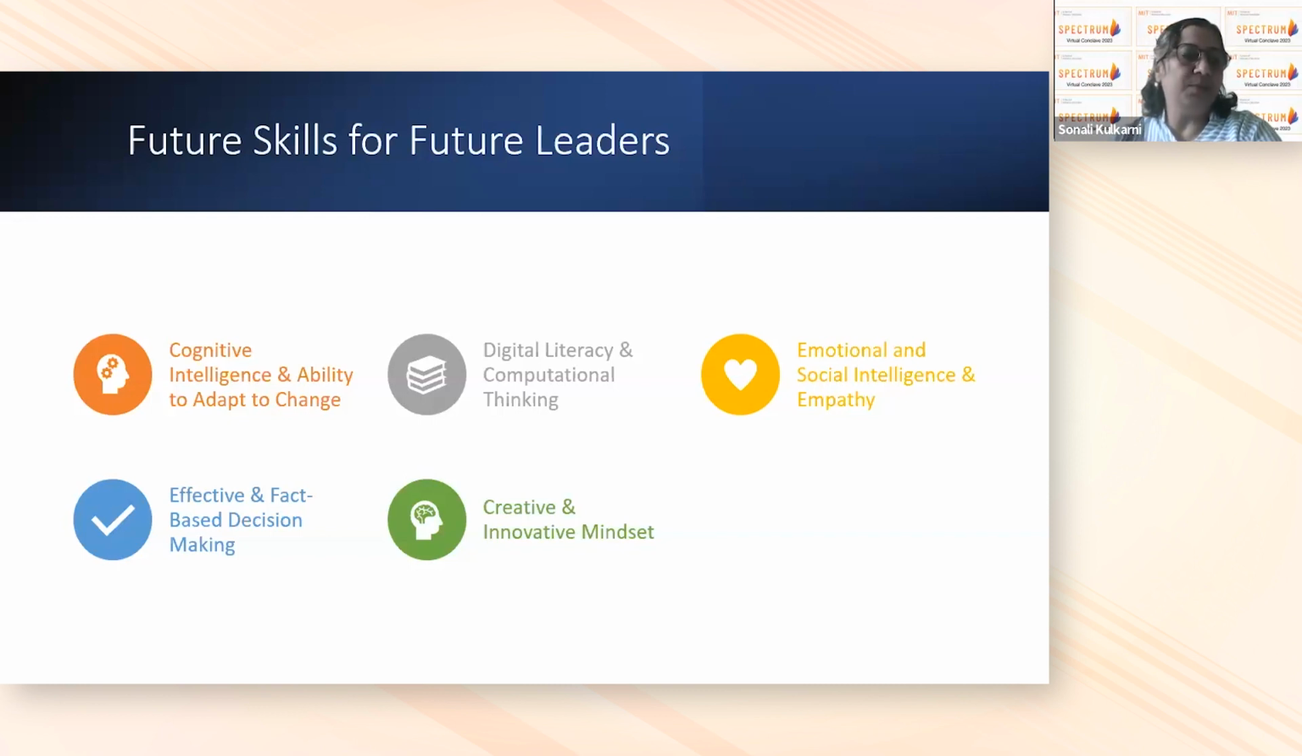You cannot imagine getting into those jobs now. Similarly, there are certain jobs which could probably be automated with these future skills, but what will keep you updated or keep you going in this era is, of course, cognitive intelligence, which is the ability to adapt to change very, very quickly.